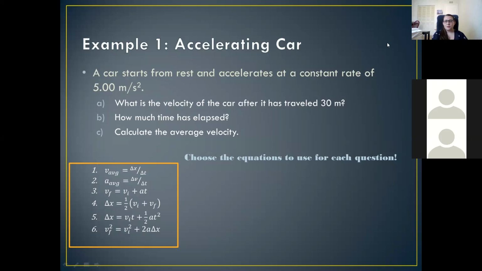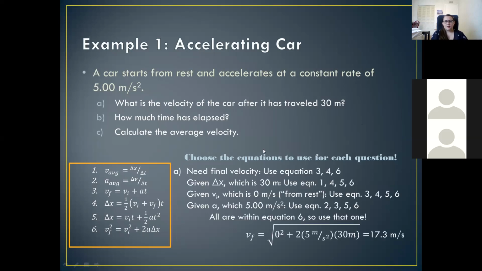Okay, so let's think through these equations together, right? For part A, sorry, that's a lot to look at once, but we'll go through it. For part A, we need to find the final velocity, right? What is the velocity of the car after it's traveled that particular distance? So we want to find an equation that contains the variable for final velocity. So we can see vf appears in equation 3, in equation 4, and in equation 6.